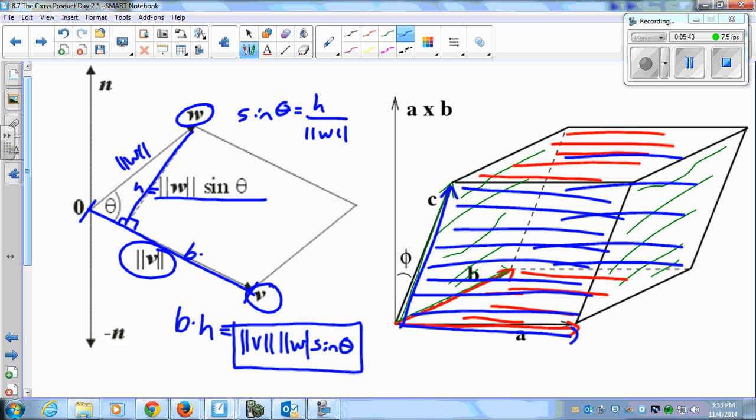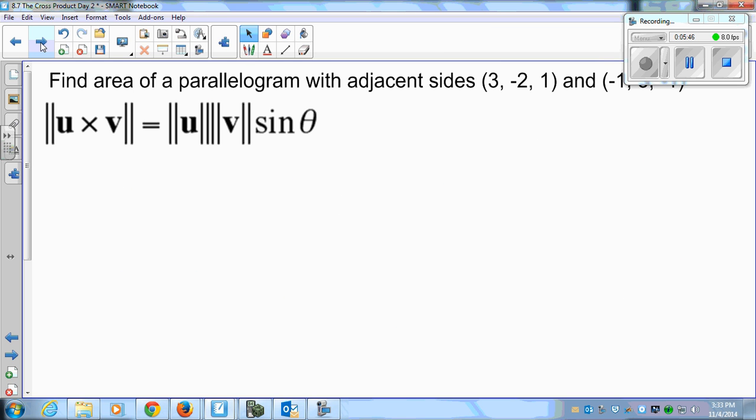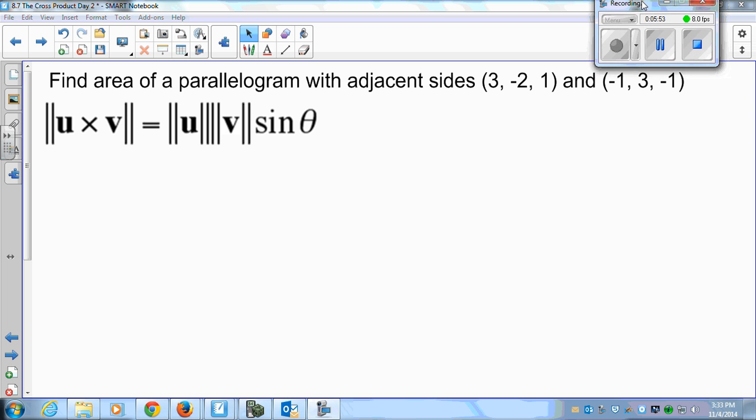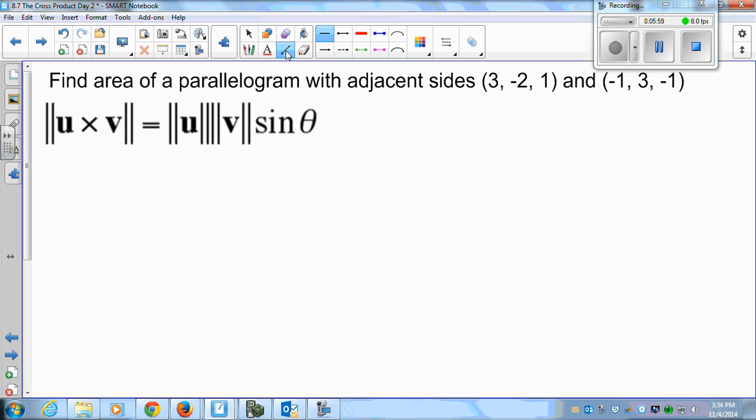Now it's just getting all over the place, but you kind of get the idea there for 3 dimensions. All right, so our example here is we want to find the area of a parallelogram with adjacent sides 3, -2, 1, and -1, 3, -1. So if we get a general sense of what's happening here, starting at our origin, we get some vector that is 3, -2, 1. And let's say we get another vector that's -1, 3, -1, just kind of throwing out those random.